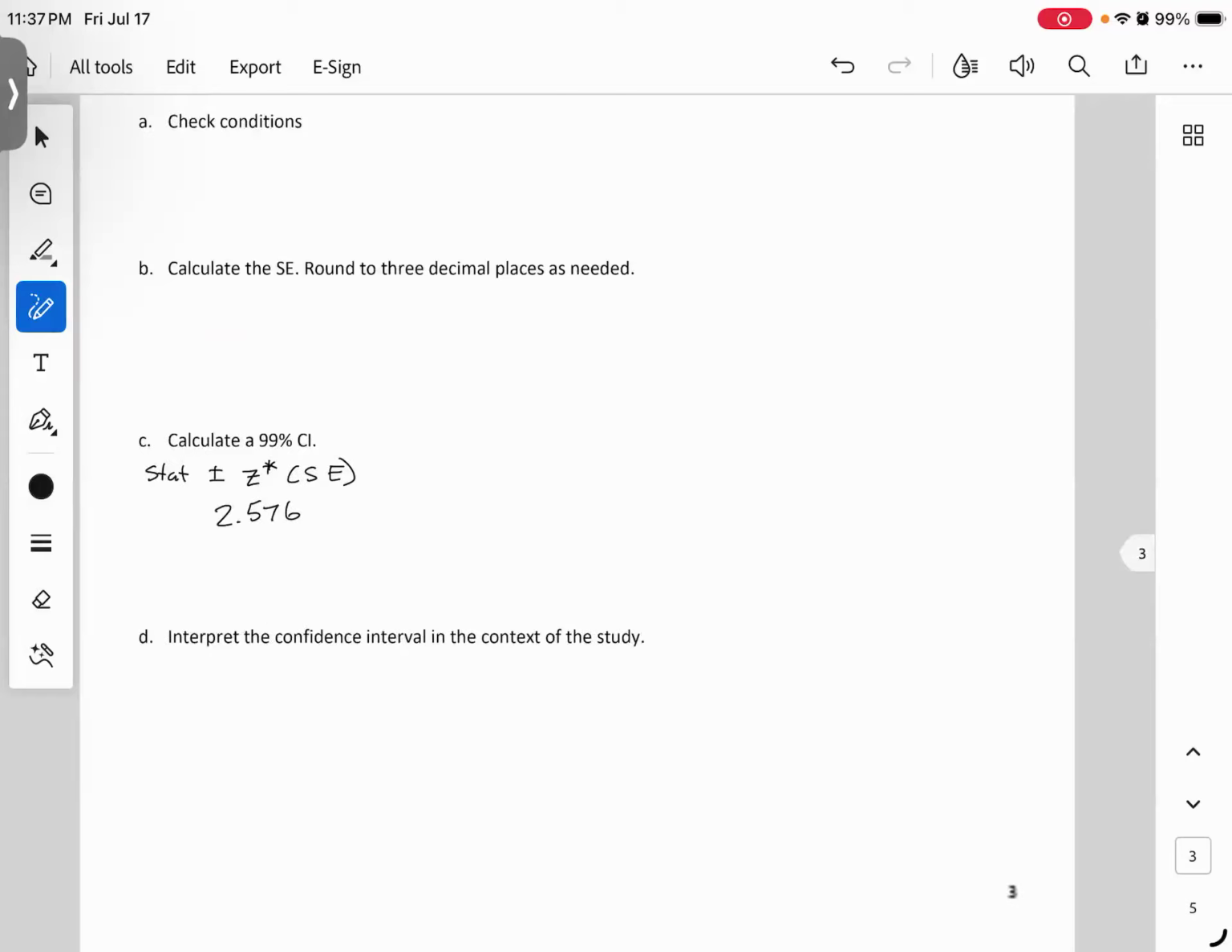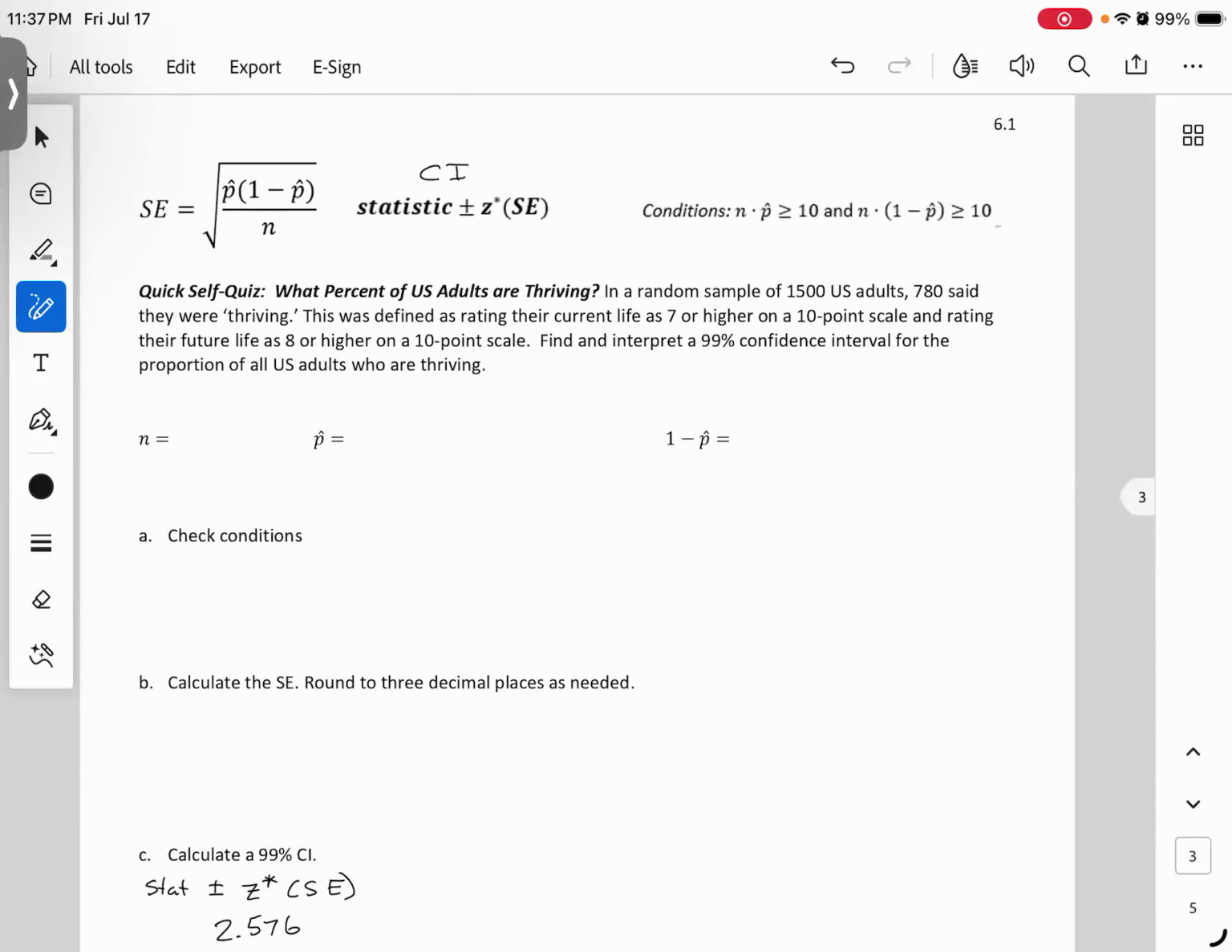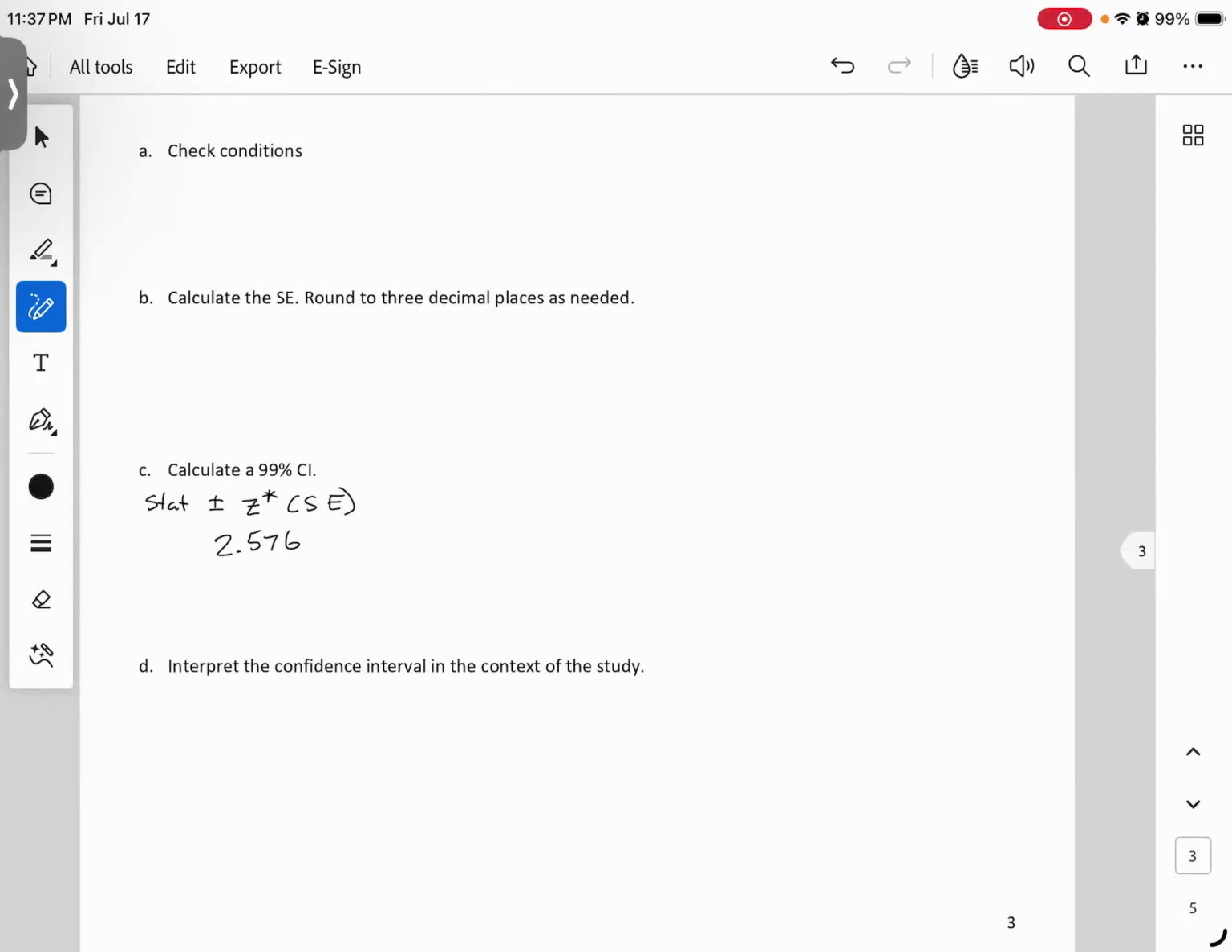But maybe go ahead and try it. If you want to, just pause the video and try this one start to finish, get your proportion, get your sample size. All right, so hopefully you paused it. If you haven't, pause me and try this one from start to finish.